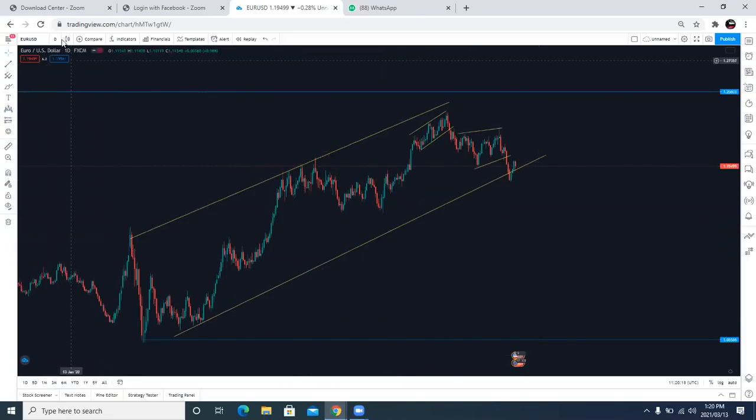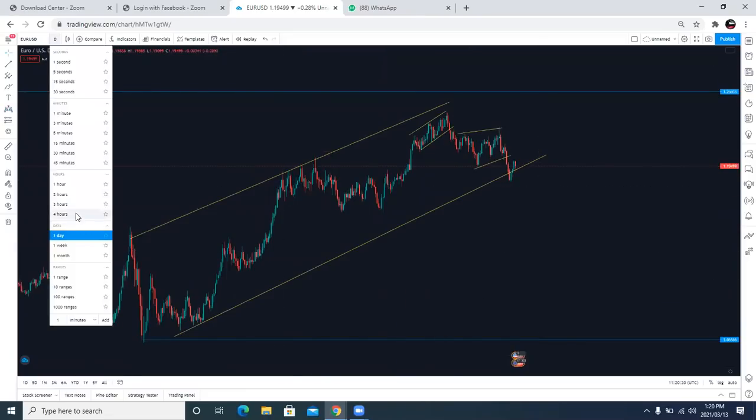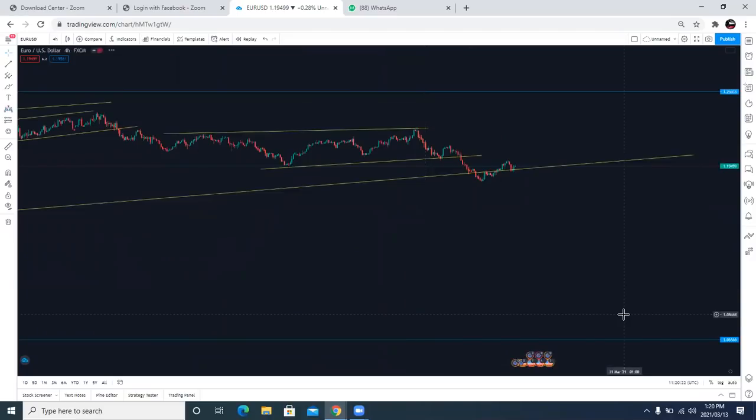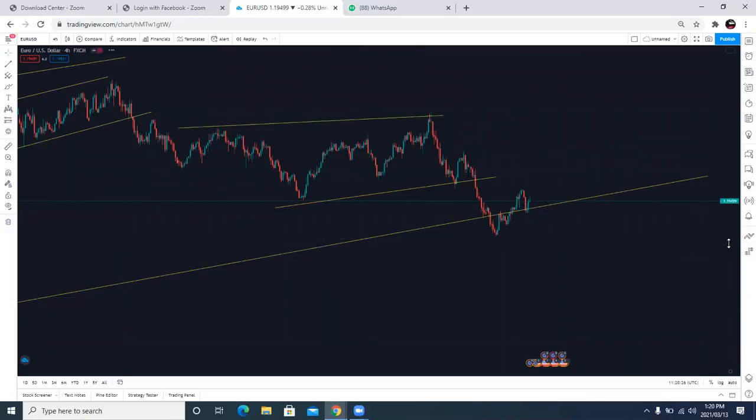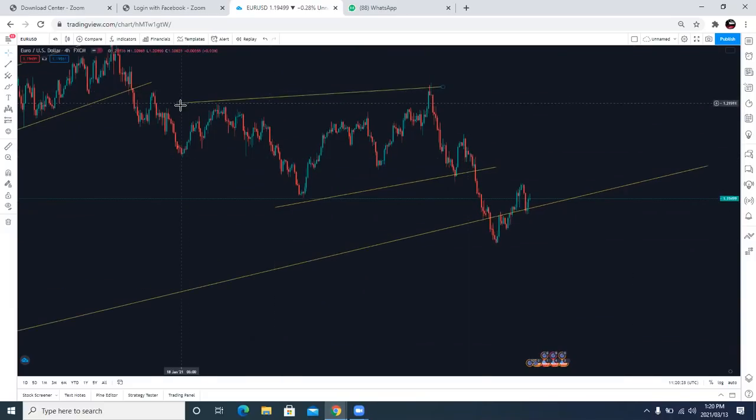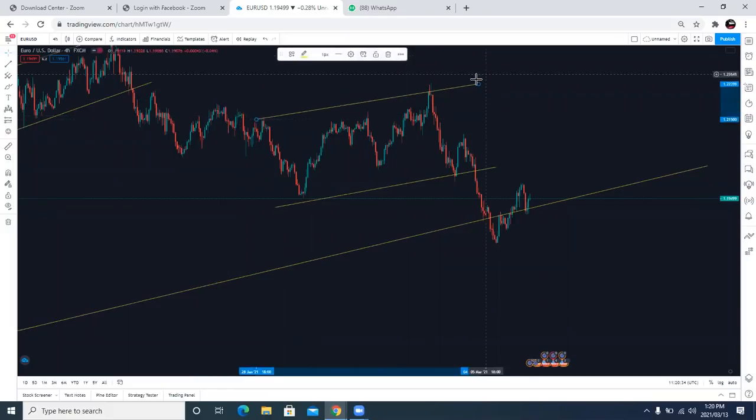So now I'm going to move to another time frame, which is the 4-hour. On the 4-hour, guys, as you can see, the market has been moving nicely. You just have to adjust your what? Adjust your trend lines there and there. So I'm just adjusting my trend lines. I did adjust my trend line.